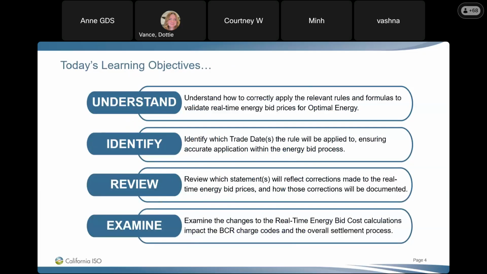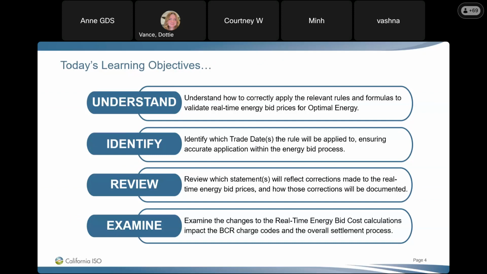Again, we'll go through the project overview. You're going to see a high-level impact to the settlements. I'll have some walkthrough of the calculation that you'll see and what that looks like with examples. We're also going to identify which trade dates the rule will be applied to. I know we have some slides later on that's going to be addressing that.